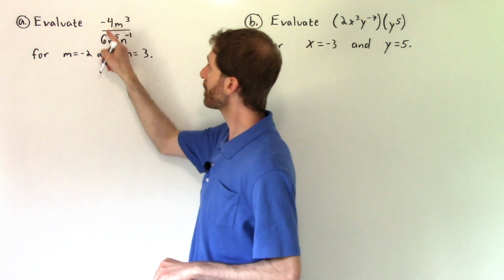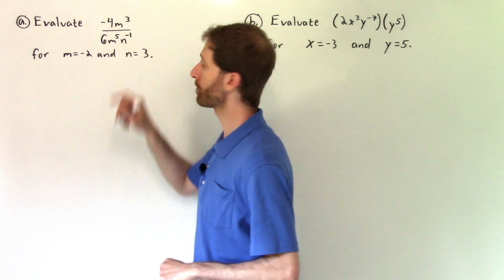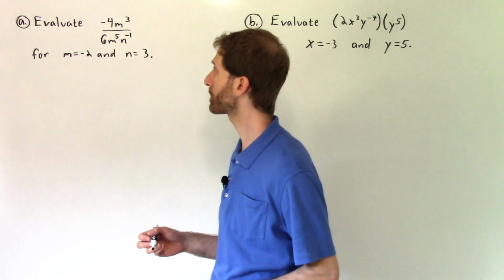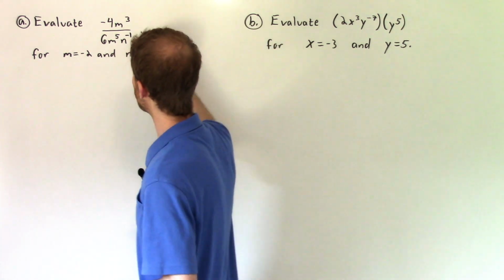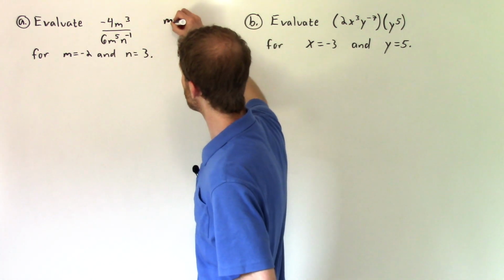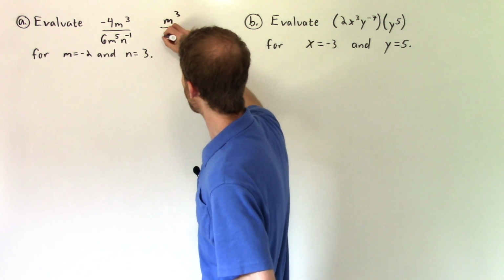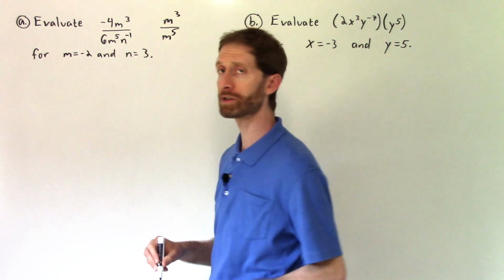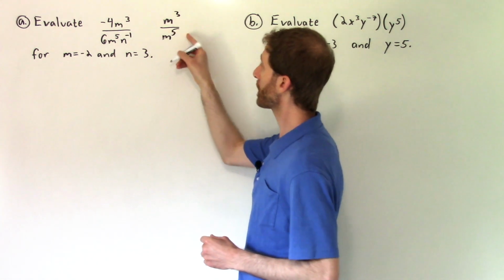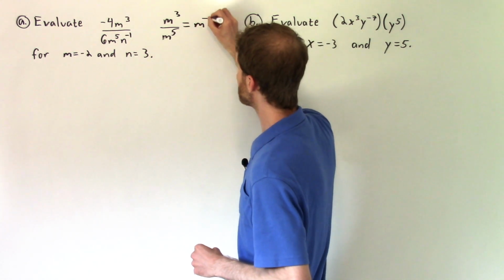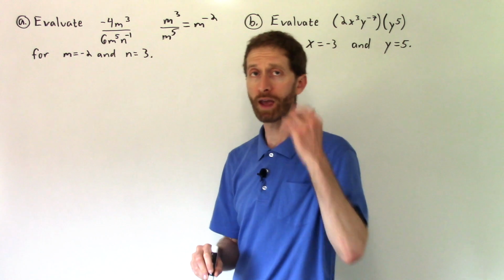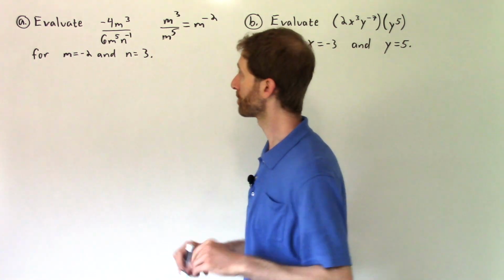Basically, you're plugging in these values into their corresponding variables, but first, I'm going to simplify this expression. So, I've got negative 4 over 6, I've got m to the third over m to the fifth, and n to the negative 1. A lot to simplify. So, first things first, I'm going to take m to the third over m to the fifth, and I'm subtracting exponents, right? 3 minus 5 leaves you with m to the negative 2, which means that we have two m values in the denominator.